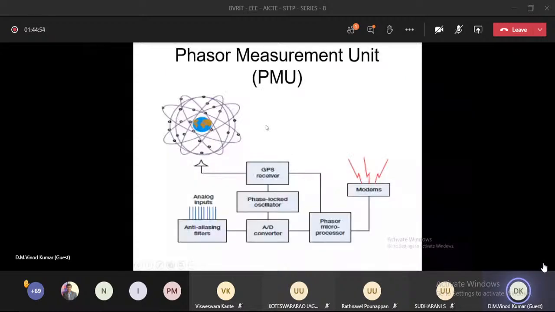And the PMU will have some analog inputs given to it. It goes to anti-aliasing filters, an A to D converter, phasor microprocessors, modems, a phase-locked loop, and a GPS receiver. This is the simple block diagram of a PMU.